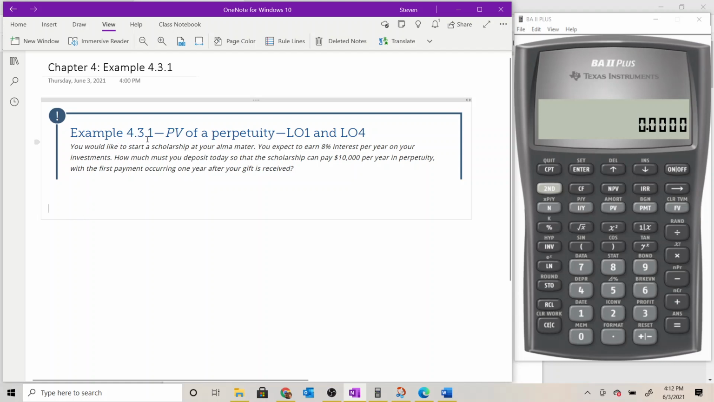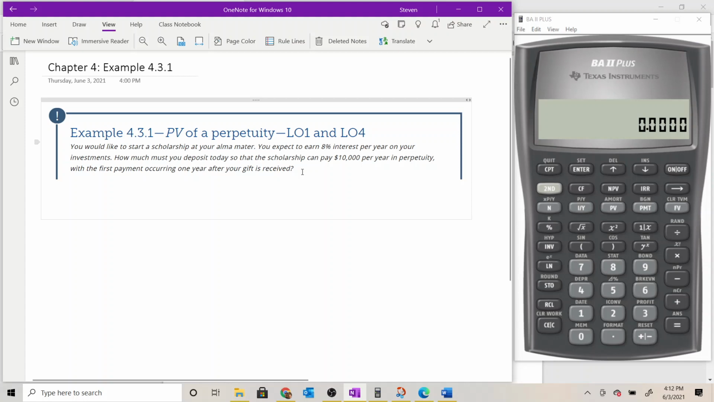Example 4.3.1. The setup for this problem says you would like to start a scholarship at your alma mater. You expect to earn 8% per year on your investments. How much must you deposit today so that the scholarship can pay $10,000 per year in perpetuity, with the first payment occurring 1 year after your gift is received?